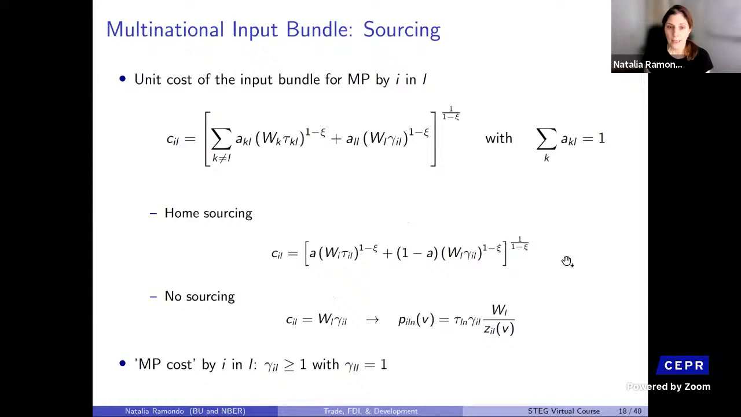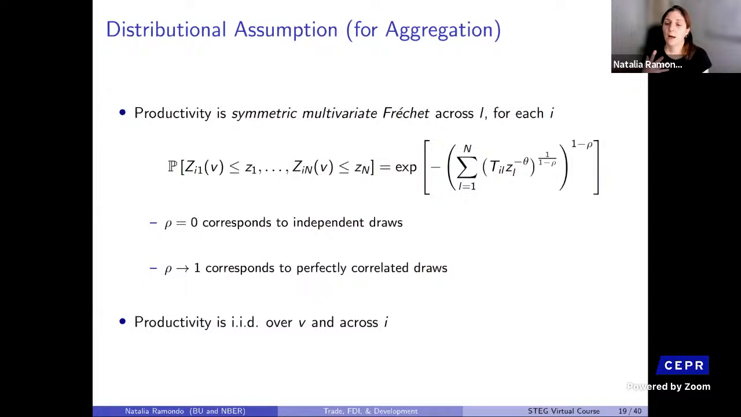So again, let me stress that this distributional assumption is for aggregation purposes, in closed form. Okay, if you don't care about closed form, you can assume whatever you want. But we really wanted these models to have these aggregation properties and then be very clear on identification when we calibrate the model, etc. So in the original paper, we use this symmetric multivariate Fréchet. And basically think about putting some heterogeneity across locations of production. Okay, so productivity is location specific.